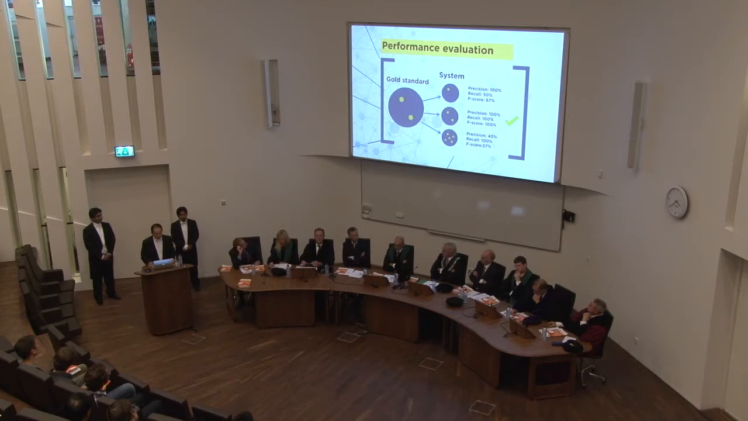In the text mining domain, we use precision, recall, and F-score. Precision refers to the accuracy of the system annotation, recall refers to the coverage of the annotation, and F-score refers to the combination of precision and recall. Here we can see on the left side the gold standard annotation, where there are two annotations.